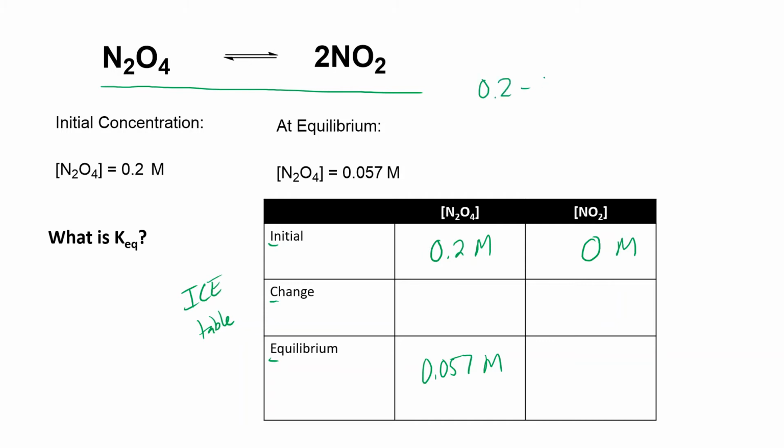We take 0.2 minus 0.057, and we get 0.143 molar. And because this is a reactant, we make that negative. So we have a negative change in concentration for N2O4. And now we just need to figure out the change of NO2. This is again where we go back to our balanced equation. So when we are finding change, we use the balanced equation.